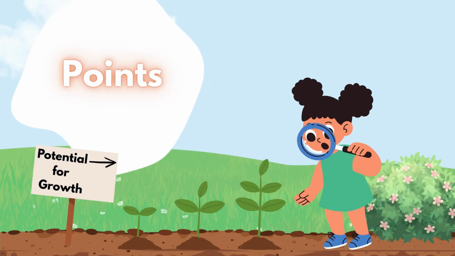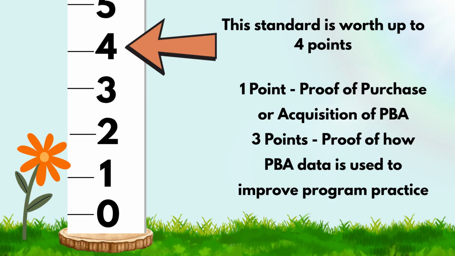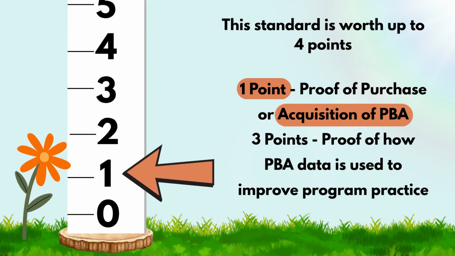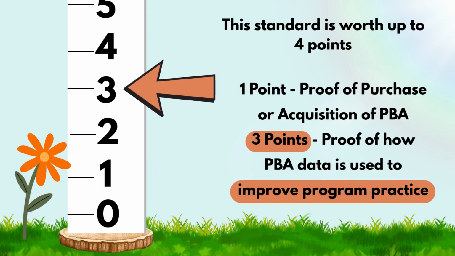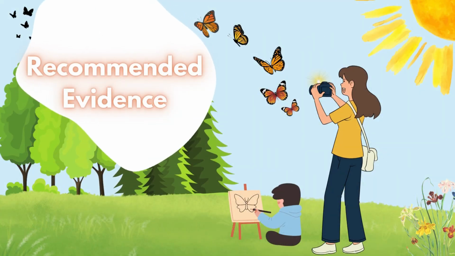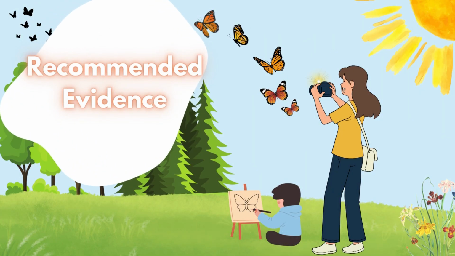How many points are possible? This standard is worth up to 4 points, 1 point for proof of purchase or acquisition of PBA, and 3 points for proof of how PBA data is used to improve program practice. What is the recommended evidence?